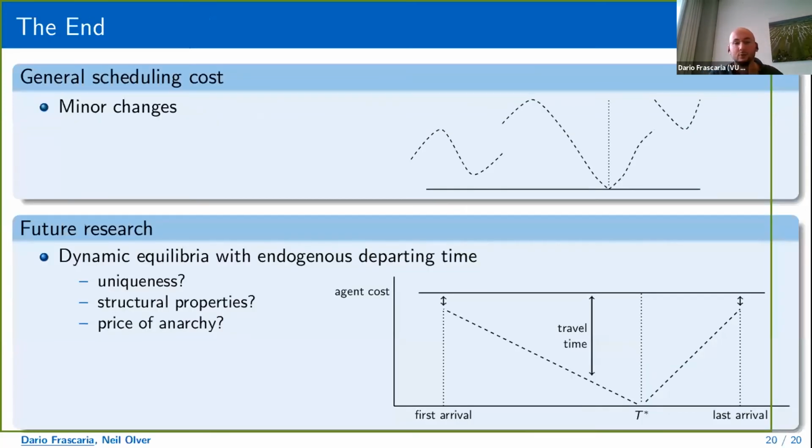Okay, so finally, to conclude, as I mentioned before, our results extend to general scheduling cost functions, and only minor changes are needed. And for a further research direction, it would be interesting to use this setting, the setting with scheduling cost, to study equilibria where agents have to choose both the departing time and the route.